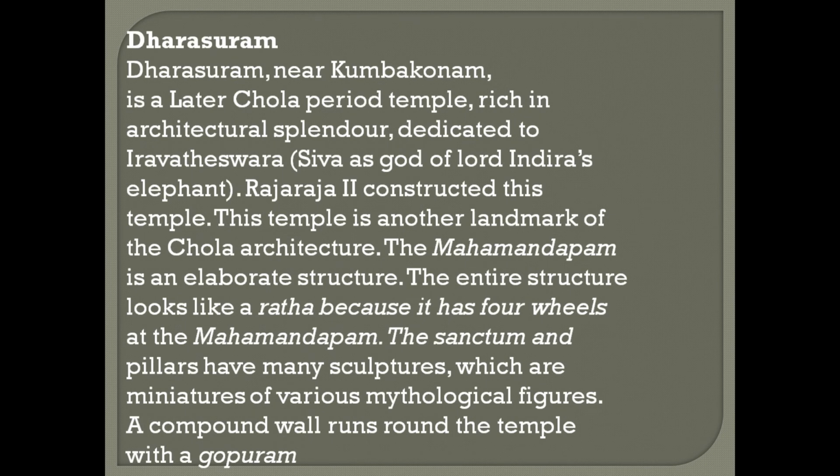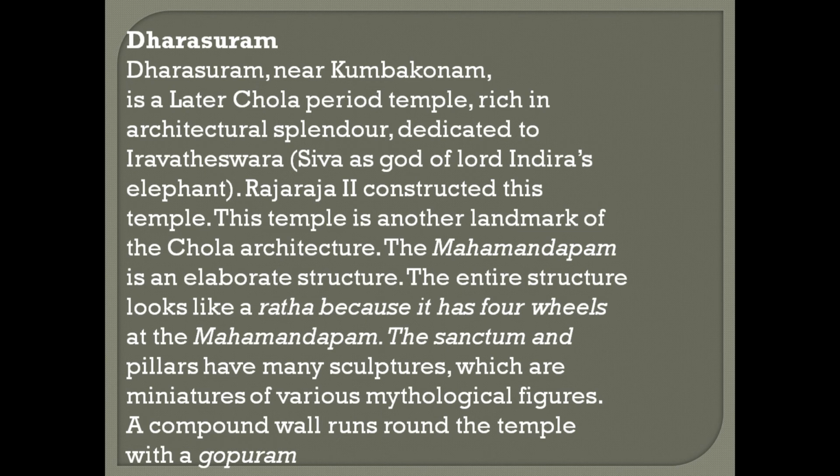Sarasuram. Sarasuram near Kumbakonam is a later Chola period temple rich in architectural splendor, dedicated to Iravadeshwara Shiva, as god of Lord Indra's elephant. Rajendra II constructed this temple. This temple is another landmark of the Chola architecture.